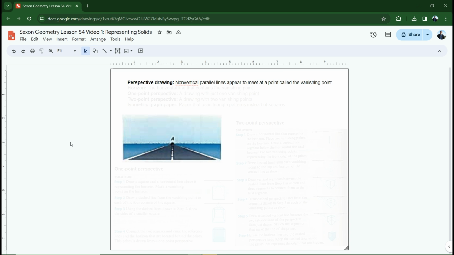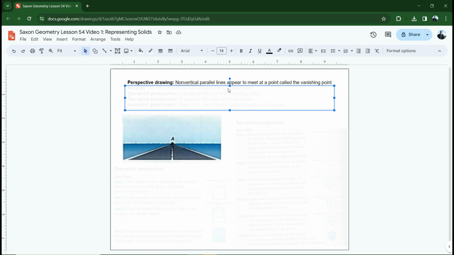This maybe seems a little counterintuitive because your brain is just used to processing this without having to actually think hard about it. All right, in perspective drawing, the horizon is a horizontal line in the distance that contains the vanishing point, where the non-vertical parallel lines intersect each other, where they meet. One point perspective is a drawing with just one vanishing point.